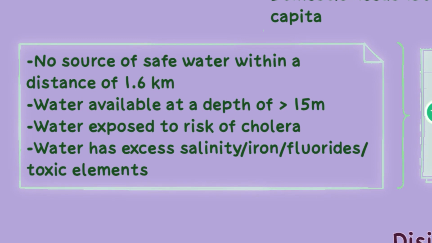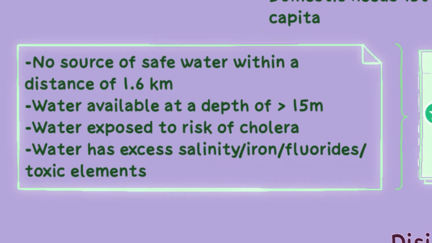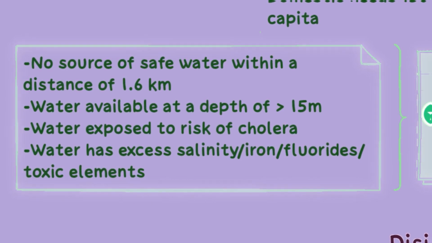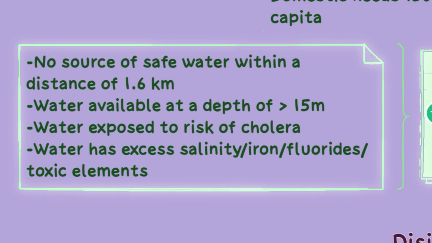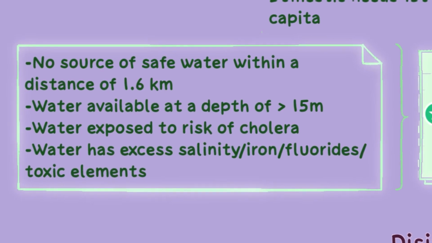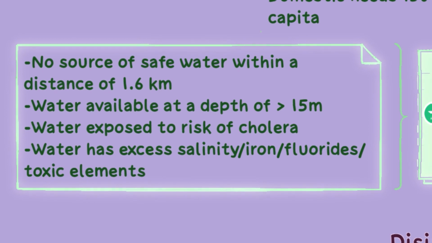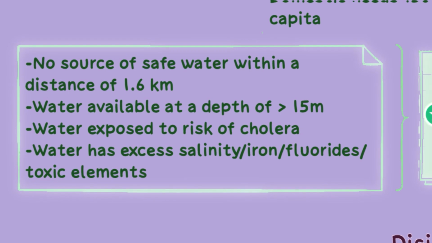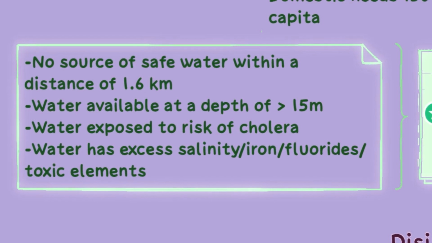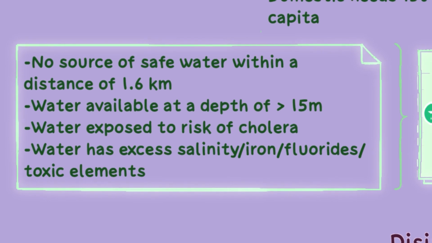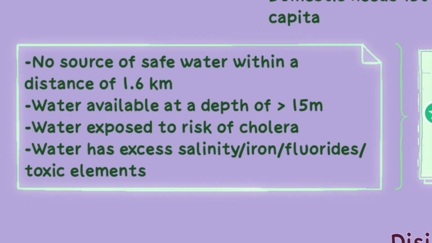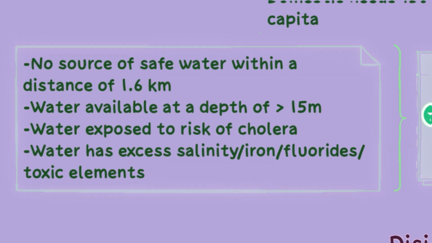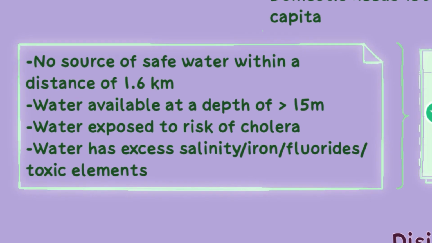Villages where water is exposed to the risk of cholera, or susceptible to contamination by the bacterium Vibrio cholerae, which can cause cholera, a waterborne disease, are also problem villages. Lastly, water that has excess salinity, iron, fluorides, or toxic elements can affect the quality and safety of the water, making it unsuitable for consumption without appropriate treatment or purification methods. It is important to ensure proper water treatment, including filtration and disinfection, to provide clean and safe drinking water to communities and prevent waterborne diseases.